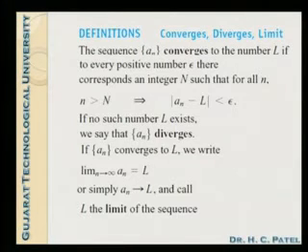The sequence an converges to the number L if to every positive number epsilon there corresponds an integer N such that for all n, n greater than N implies |an - L| < epsilon. If no such number L exists, we say that the sequence an diverges. If the sequence an converges to L, we write limit n tends to infinity an = L, and we call this limit of the sequence the number L. Next.